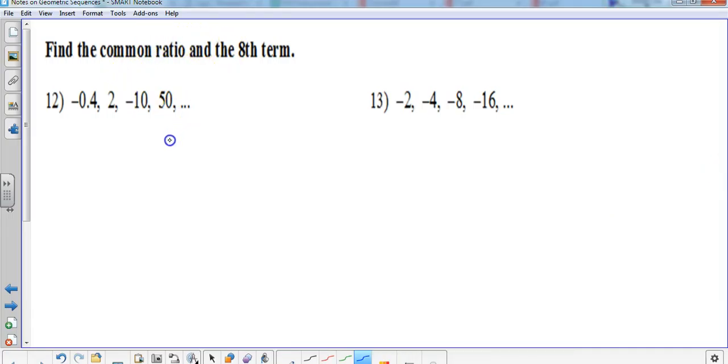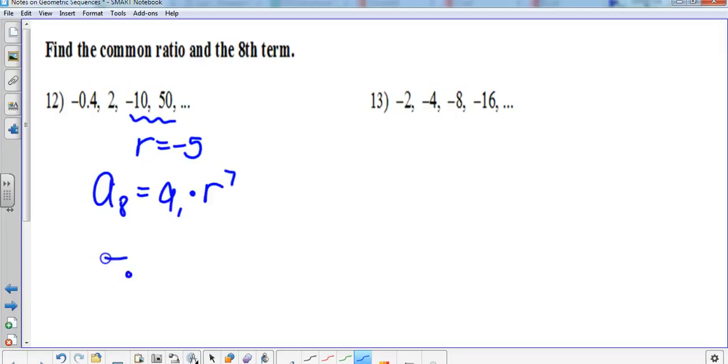Find the common ratio. So any 2 terms, take the second one divided by the first one. So if we just look right here, what does that divide out to be? And how do we get to the 8th term? We take the first term and multiply by that ratio how many times? To get to the 8th term, we go 7 times. It's n-1. So -0.4 times (-5) to the 7th. And you need parentheses.